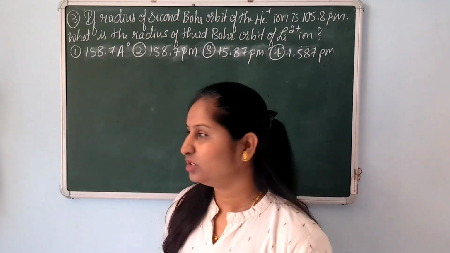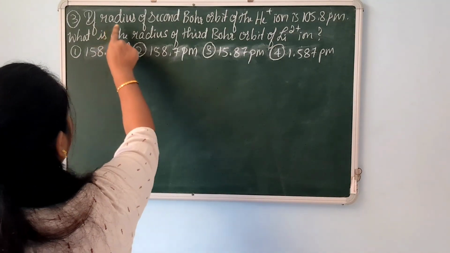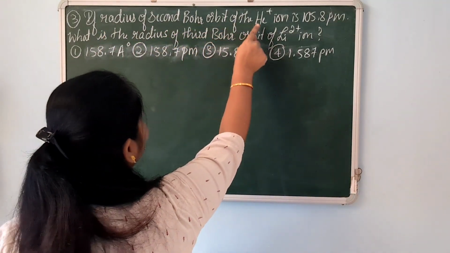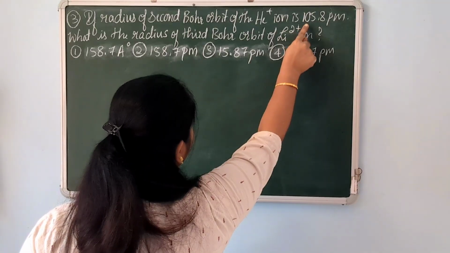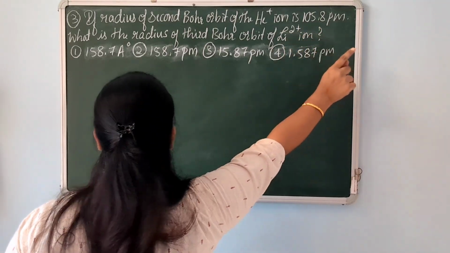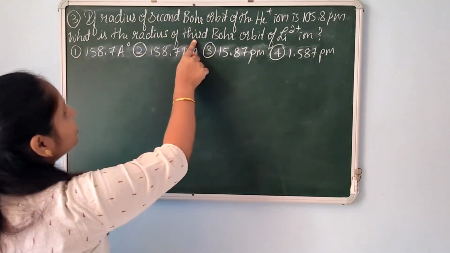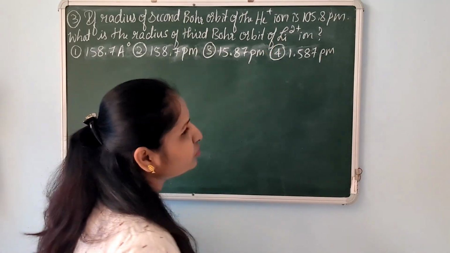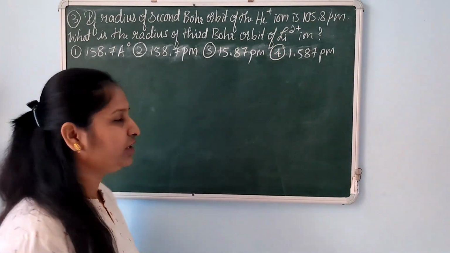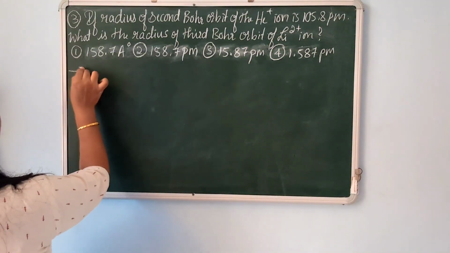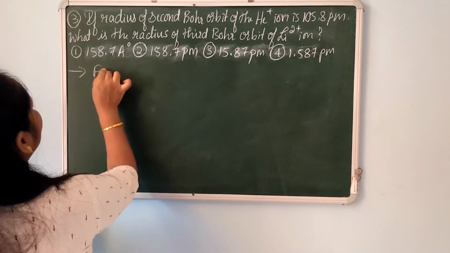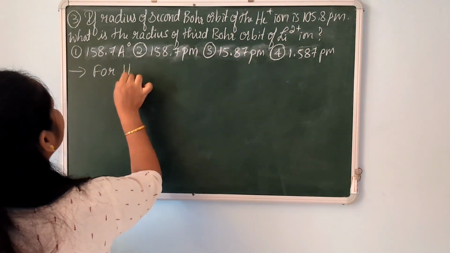Let me read out the question. The question is, if the radius of the second Bohr orbit of the helium plus ion is 105.8 picometer, what is the radius of the third Bohr orbit of lithium 2 plus ion? For this, first I'll solve for the helium plus ion.